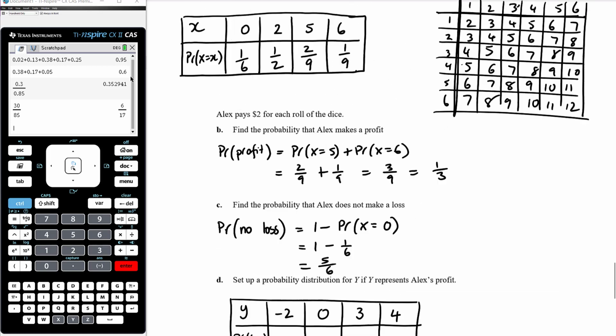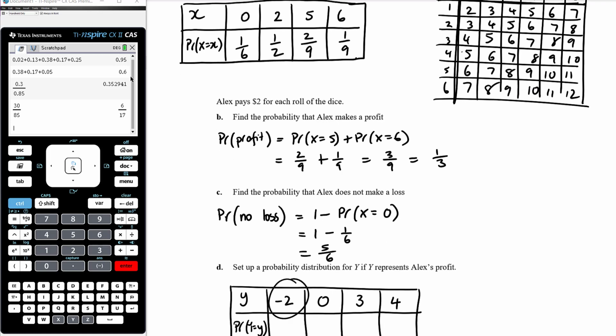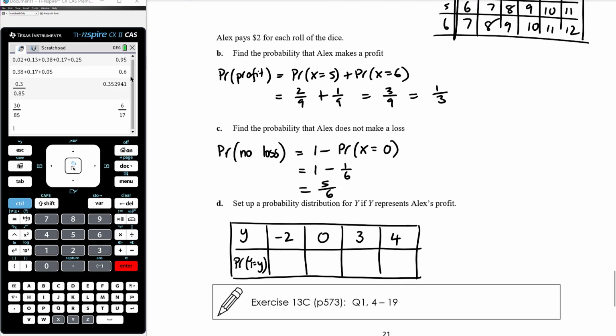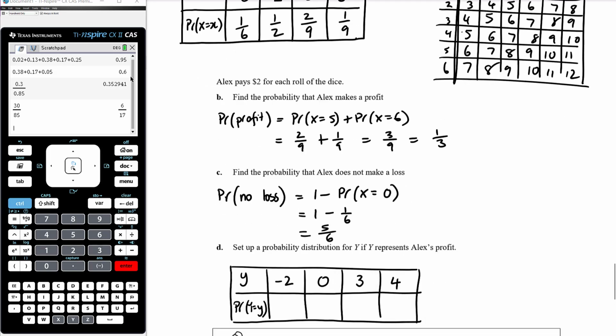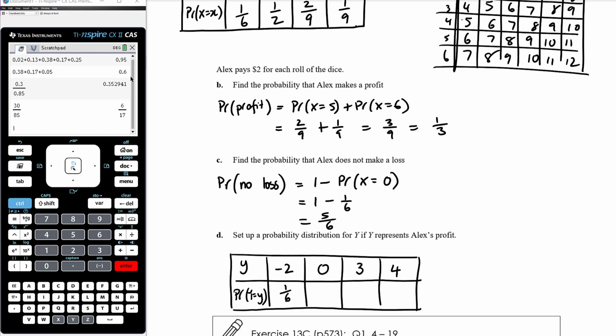Okay, the probabilities still remain the same because this is still what happens when he earns a prize of $0. So your probabilities remain the same. So it's going to be still 1/6, 1/2, 2/9, and 1/9. Okay, but we're reframing the situation to now think about profit rather than winning.